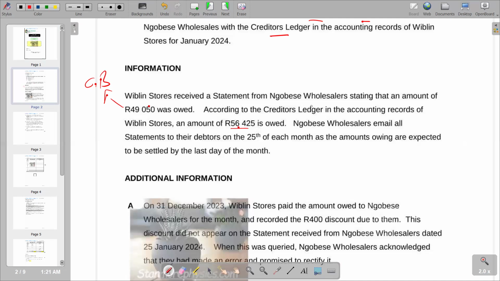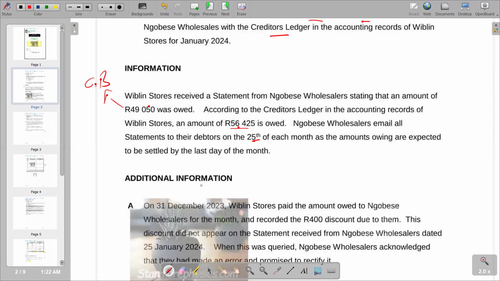So we go to the next sentence, saying Gobias or sellers email statements of their data on the 25th of each month. The amounts owing are expected to be settled by the last day of the month. It's very important to take note that the statement is emailed on the 25th. And obviously there are days after the 25th, like 26, 27, 28, depending on where the month is ending. Those transactions won't be on the statement, which means they need to be updated in the reconciliation. So basically, that's the scenario that we have.